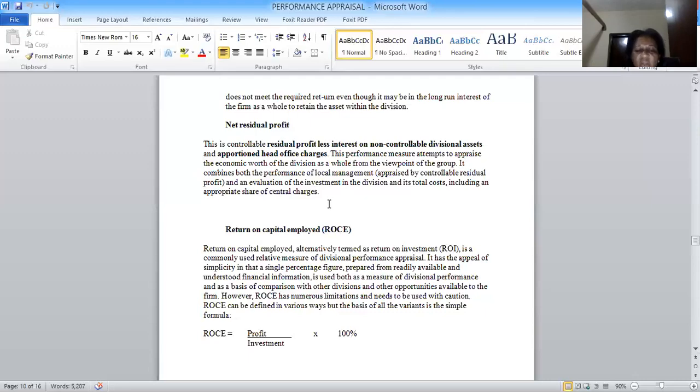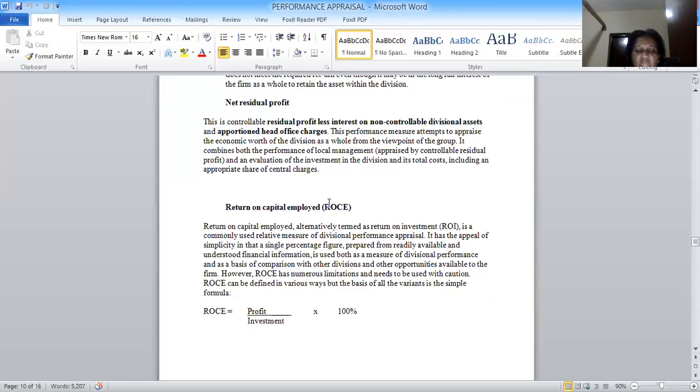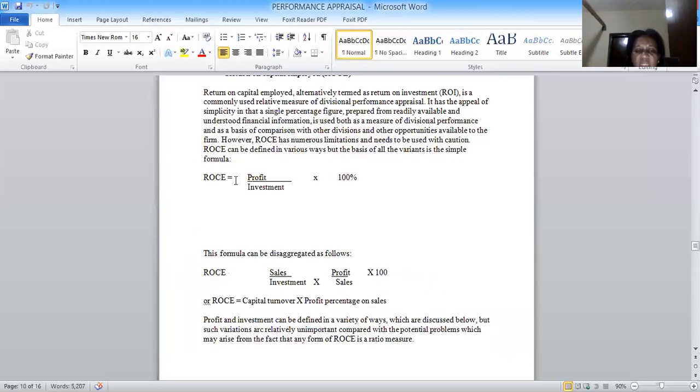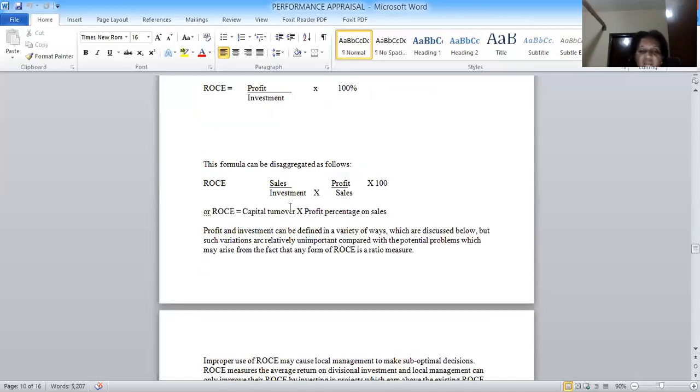Then we have return on capital employed. When you want to calculate it, it's profit over investment times 100, or sometimes the formula can be sales over investment times profit over sales times 100. And you could see that even with this second formula, when you cancel out the sales and sales, you'll be left with profit over investment times 100, the same thing. So ROCE is capital turnover times profit percentage on sales. So you can also calculate it in that way.